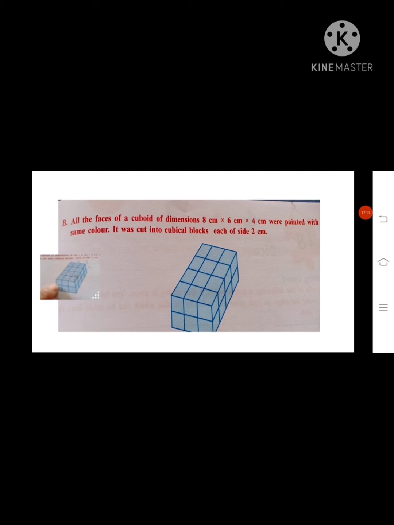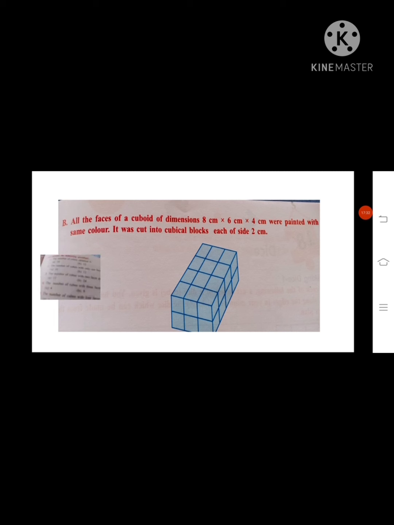This block is cut into 2 centimeter. This is 2 centimeter. All sides are 2 centimeter. This is 8 centimeter. This is 6 centimeter. And this is 2 centimeter. Sorry, 4 centimeter. Got it? And the blocks are cut into 2 centimeter.